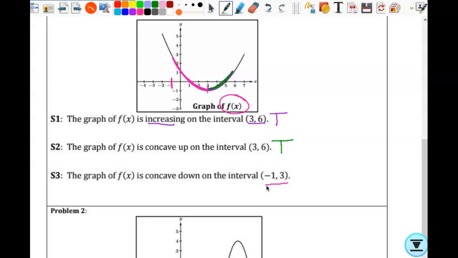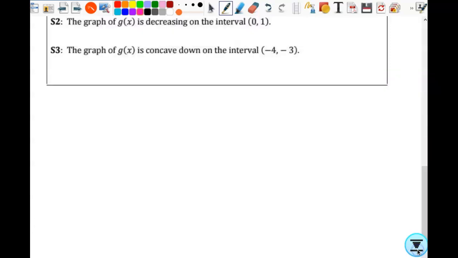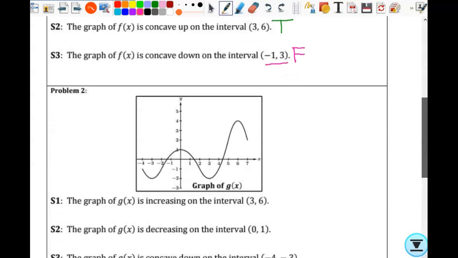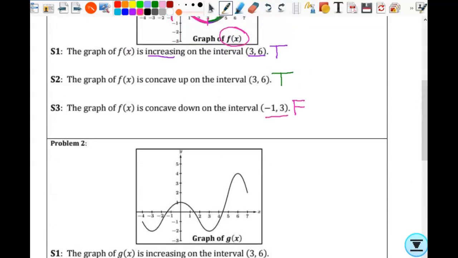What do you think about that? Is it concave down? No. It's concave what? Up. And is it increasing or decreasing? Decreasing. Okay. So when we explain ourselves here, we can say f.